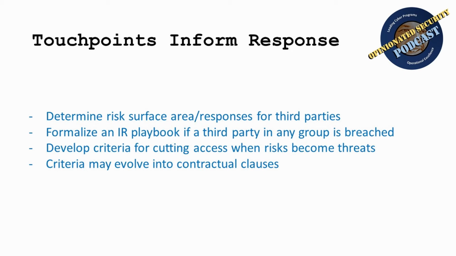So by focusing on the touch points, we essentially negate the problem of incomplete or low fidelity information, because we're focusing on the facts that we know as an organization. By determining that risk surface area, and what those touch points are, when there is an announcement of a breach by a third party with which we have a relationship, now we can really focus on executing that playbook for IR breaches. And that's got to be for all groups.